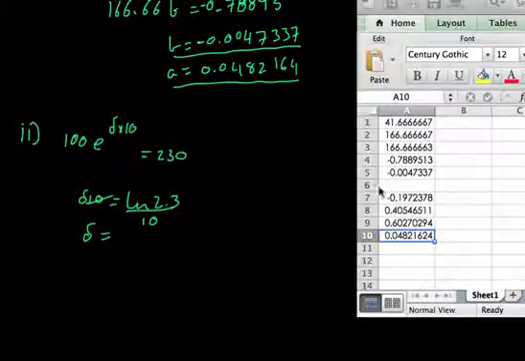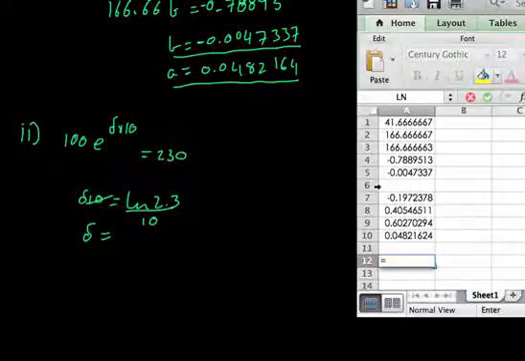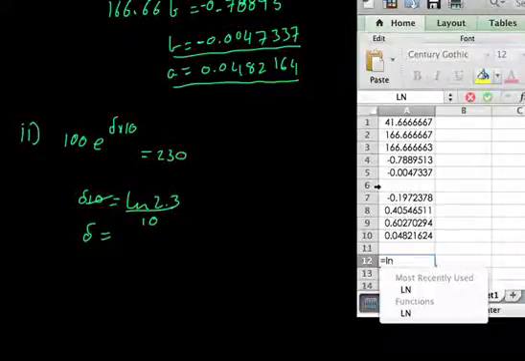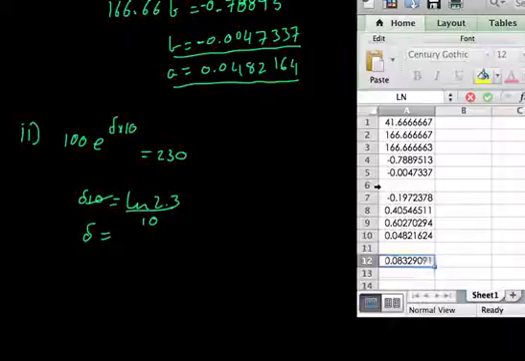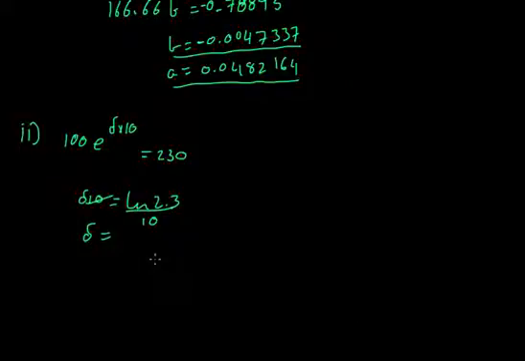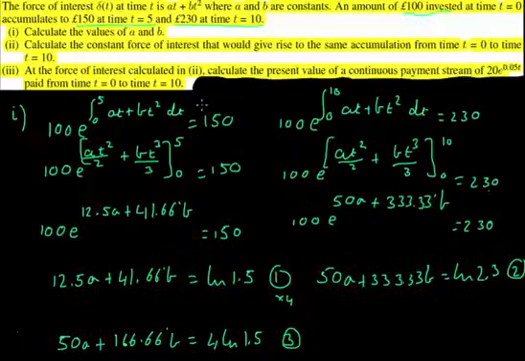So what is delta equal to? Equals ln 2.3 all divided by 10. Here we go, 8.32991%. So that was 0.08329091. Okay, so that's part 2. And lastly, part 3 is saying, what did it ask for?